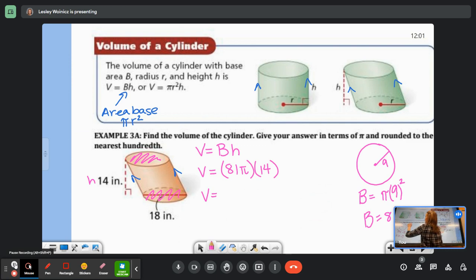Okay, it says in terms of pi and also rounded. So let's do the 81 times 14 first, and we'll write it in terms of pi. 1,134. 1,134 pi inches cubed, and then 3,562.57 inches cubed.